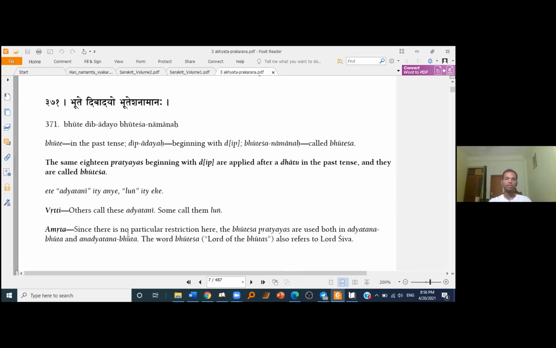So Amrita explains, since there is no particular restriction here, the bhutesha pratyayas are used both in adyatana bhuta and anadyatana bhuta, both for today and anything which had happened before today, like yesterday. Will there be some separate rules as to how these are applied depending on whether it's anadyatana or adyatana? It depends on the person who is saying something. If I say I ate chapati today, that's adyatana bhuta. But will there be a different final form? Yes, forms will be different. There will be some operations in between. I was just wondering why both exist if they're the same.